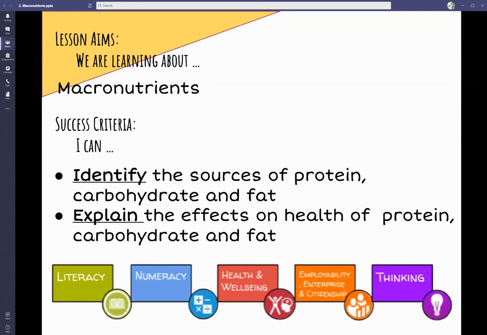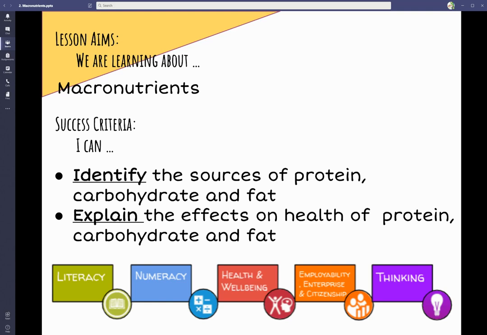Now, the word macronutrients, we're going to split into two words here. We've got the word nutrients, which are the substances we find in our foods that are essential to us staying alive, and the word macro, which means large. So we're going to be looking at the large amounts of nutrients that we need in our diet, and those are protein, carbohydrates, and fat.